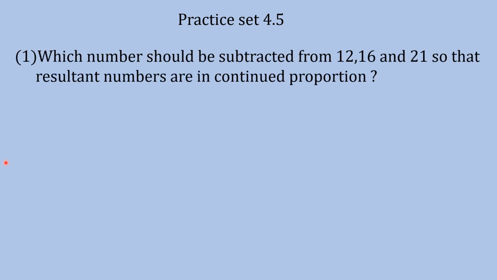Now the first question, student, is: which number should be subtracted from 12, 16 and 21 so that the resultant numbers are in continued proportion? The numbers given are 12, 16 and 21, and we need the number which, when subtracted from these three numbers, gives answers that are in continued proportion.